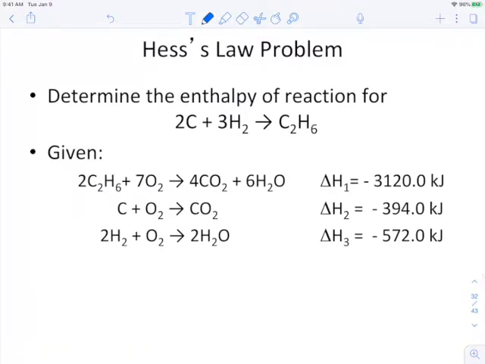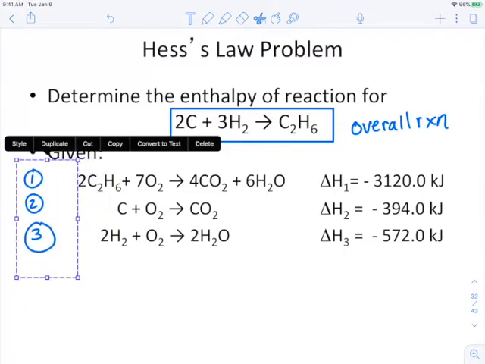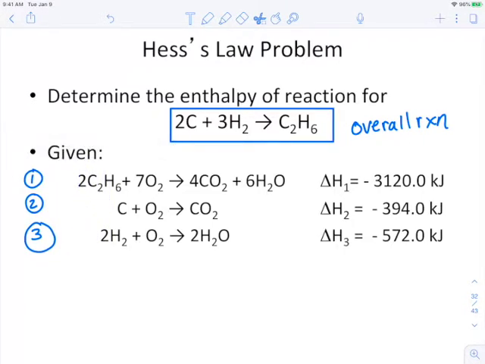All right, so here is another Hess's law problem. It says determine the enthalpy of the reaction for this equation right here. So that is our overall reaction. That is the reaction we want to build. And here we have 1, 2, 3 chemical reactions. And let me actually give myself a little space here. So those are the 3 reactions that we're going to use to build our overall reaction.